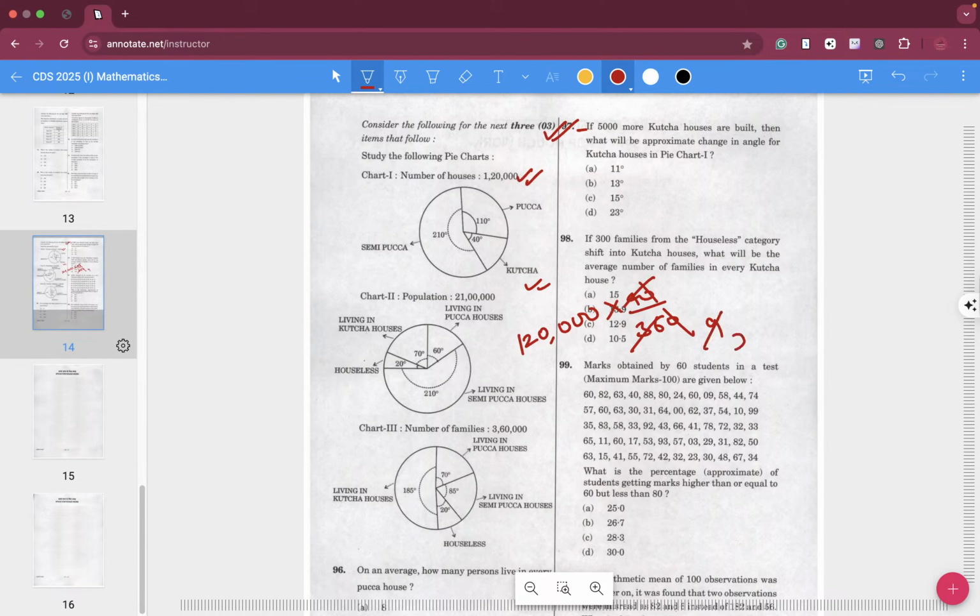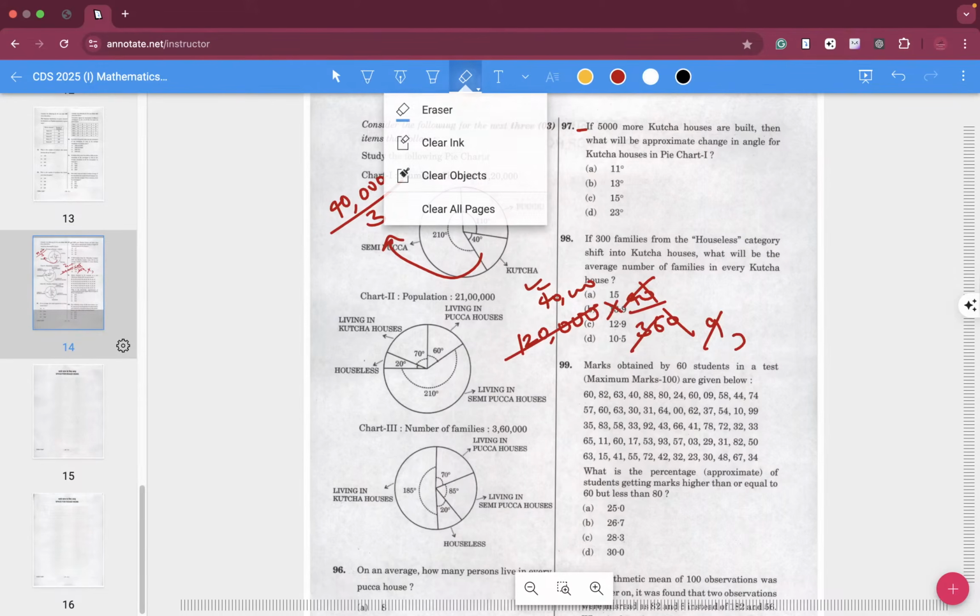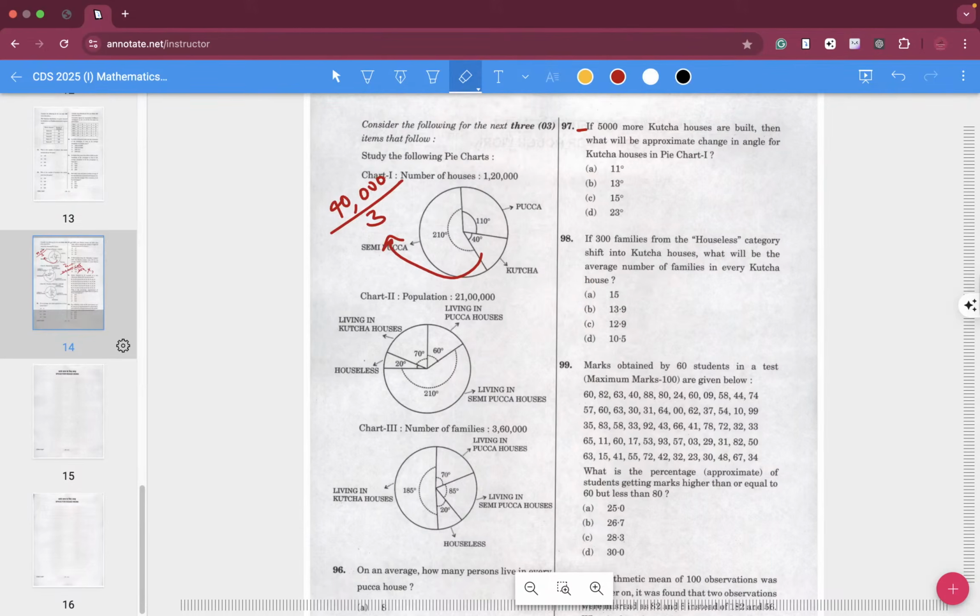So this one will go 3 times, this one will go 40,000 times. Okay, so as per this particular value 40%, the number of kacha houses over here is how much? 40,000 divided by 3. Is that what you have? Okay, now they are saying 5,000 more kacha houses are there.